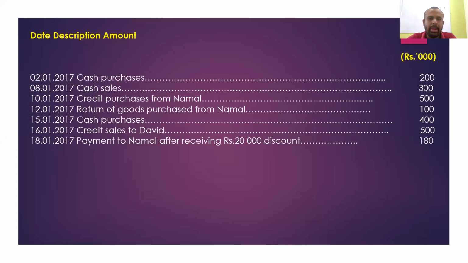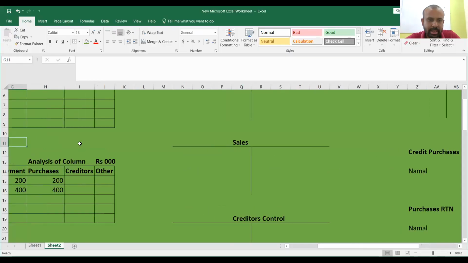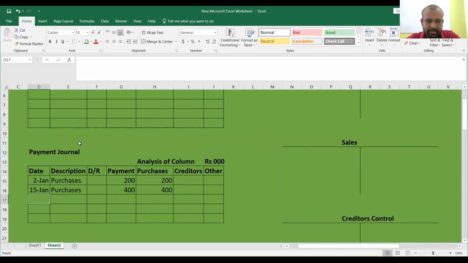What is next? Payment made to Nayagam after receiving a discount of 20, 180. That means the value of the cheque you raise is 180 and you receive a discount of 20. So this must be recorded in the payment journal. 18 January.